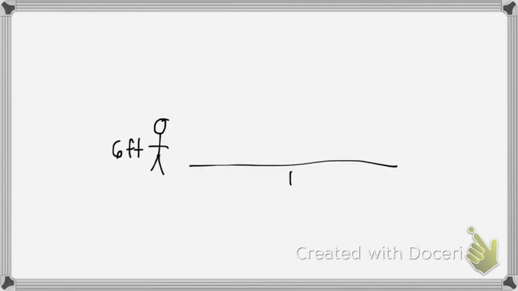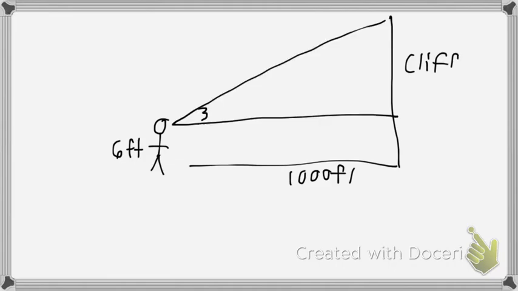So let's say a 6-foot dude is standing there 1,000 feet away from the cliff. It's Andy. Andy decided to go back to cliff climbing. He saw the something solo documentary, and he wants to climb cliffs. So he's standing 1,000 feet away from a cliff face, and he measures the angle of elevation at 34 degrees.